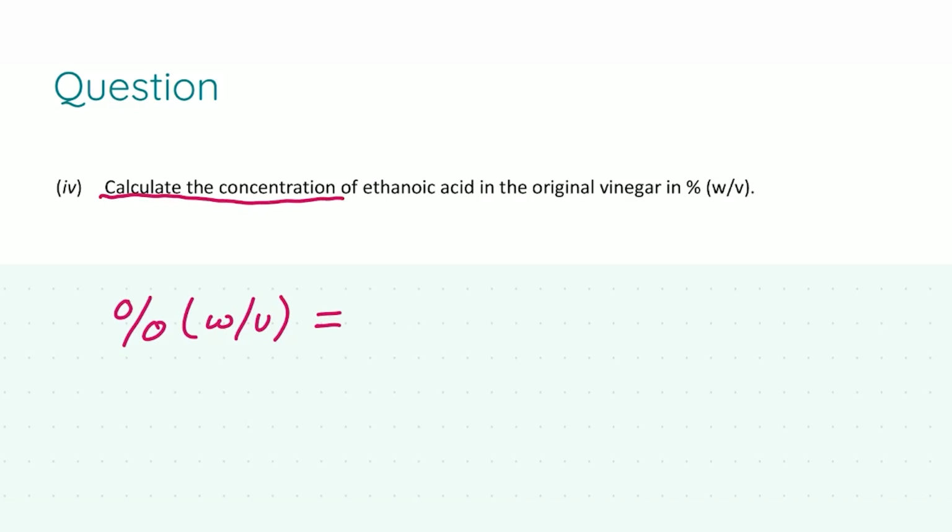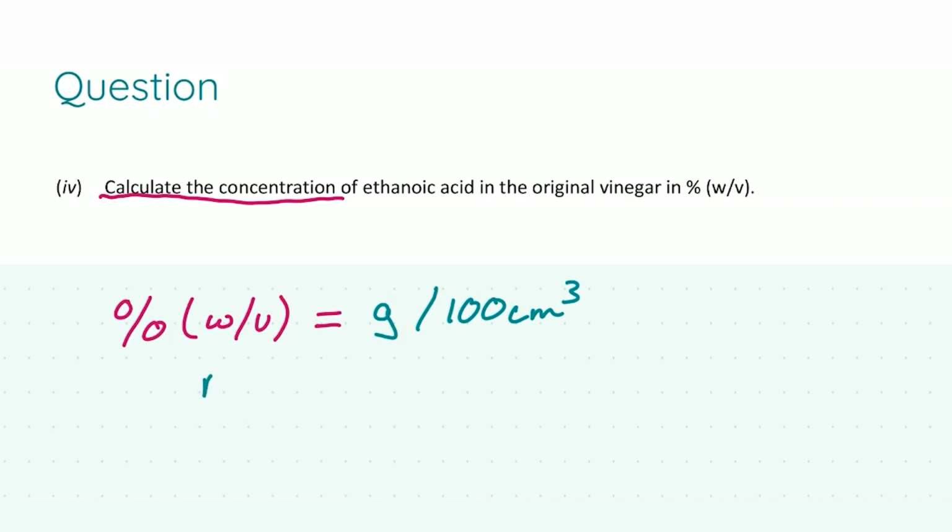Now, the final part of this question, they're asking us to calculate the concentration of ethanoic acid in the original vinegar as a percentage of W/V, which is weight to volume. So we know when you're talking about weight to volume, this will be the number of grams per 100 centimetres cubed of that solution. Straight away, we know we have to go back to our favorite formula for these types of questions.